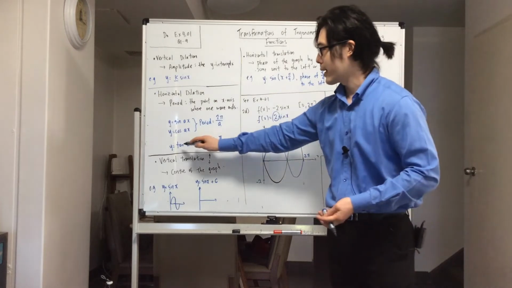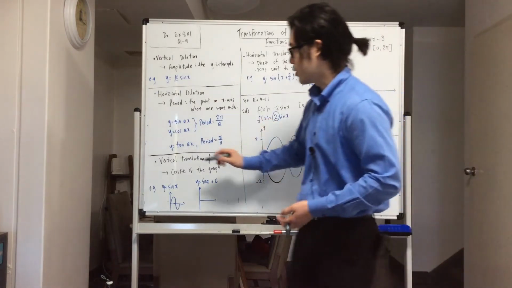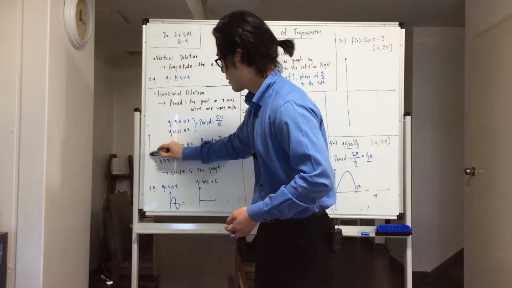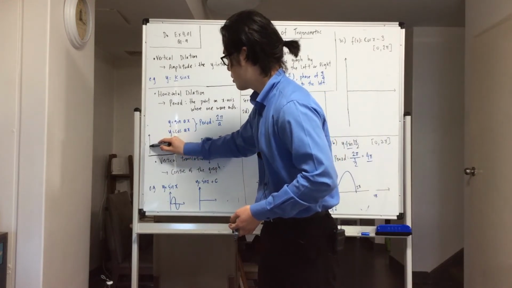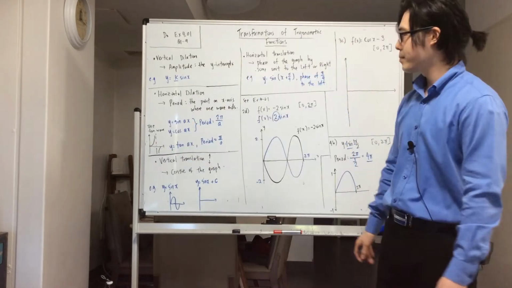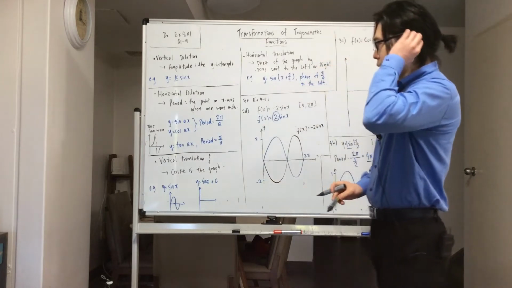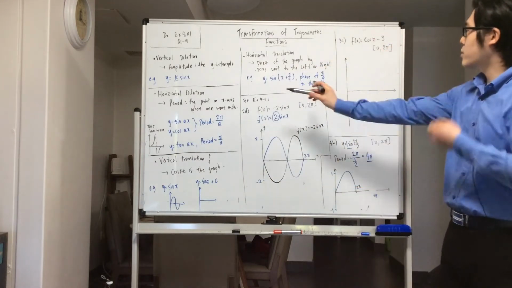Just keep in mind for tan, one wave ends at pi over a, and one wave for tan, I'll just quickly draw it, but I've taught you this before. Okay, that's your one wave. All right, so that's horizontal dilation.